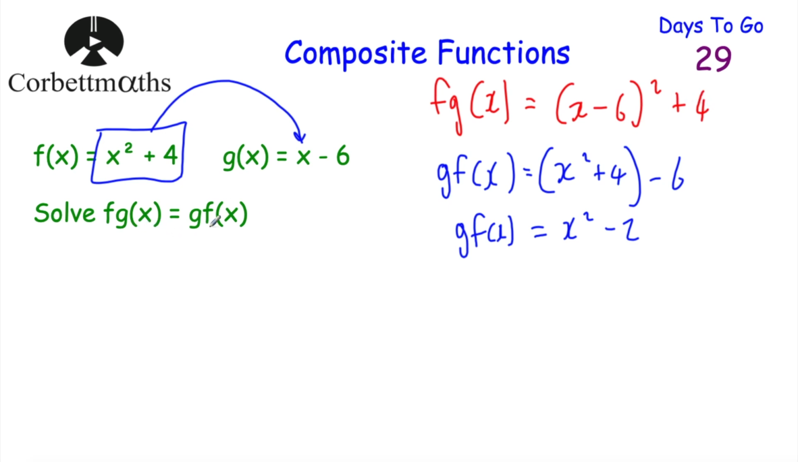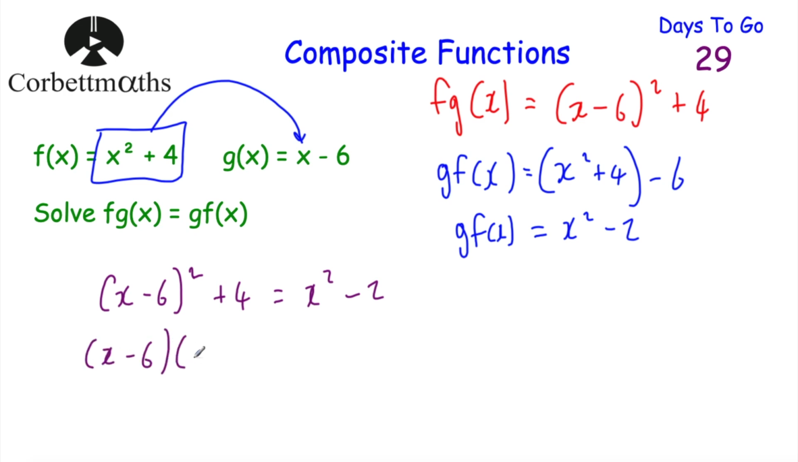Now we've been asked to solve when they're equal to each other, so let's put them equal to each other and solve them. So that's going to be x minus 6, close bracket, squared, plus 4, equals x squared minus 2. So let's expand our bracket, so let's write it out twice, x minus 6 bracket x minus 6, and then we've got our plus 4, and then our right hand side we've got x squared minus 2.